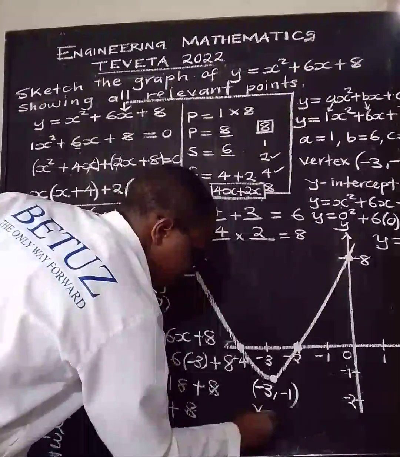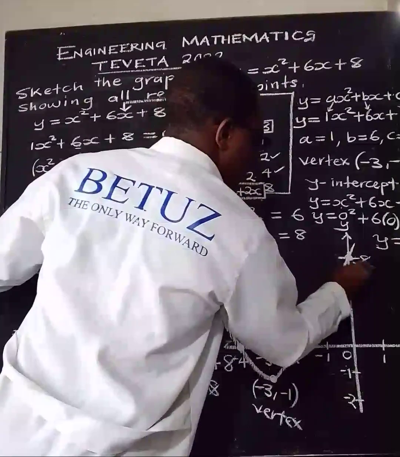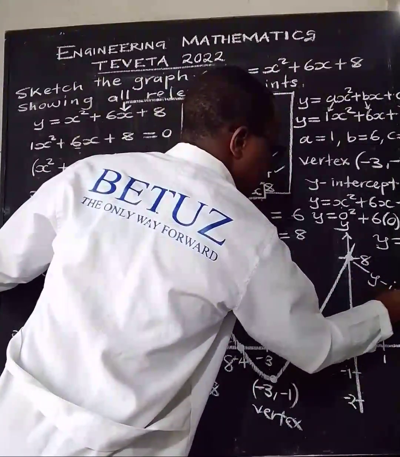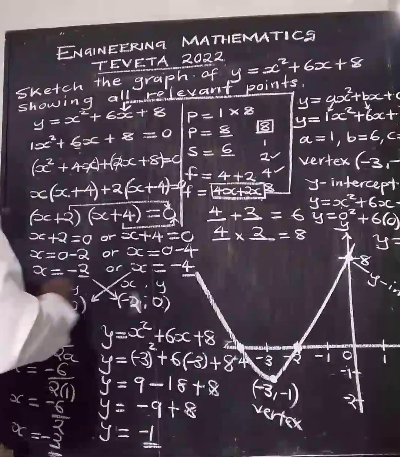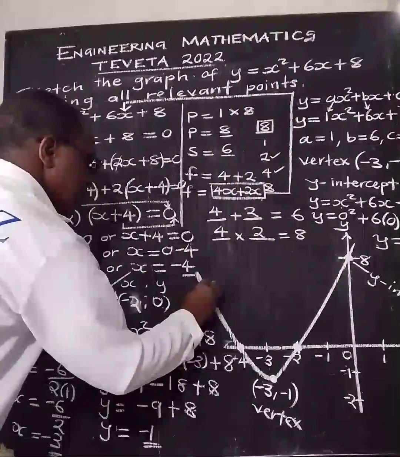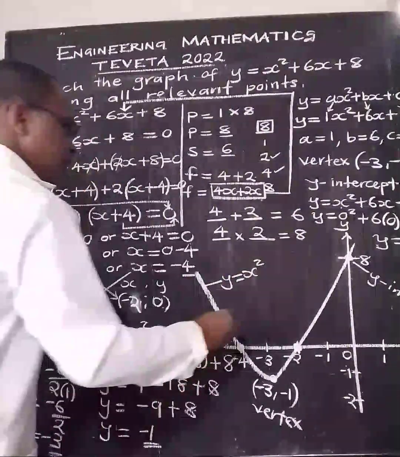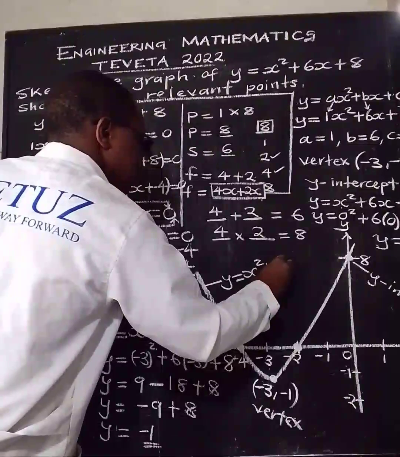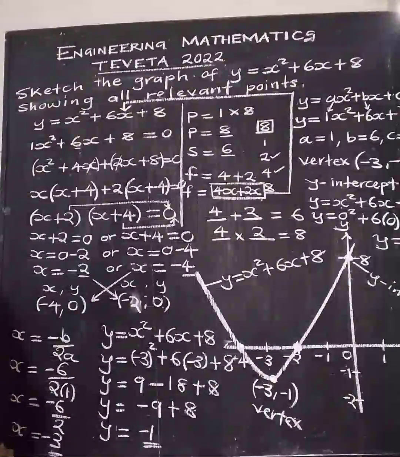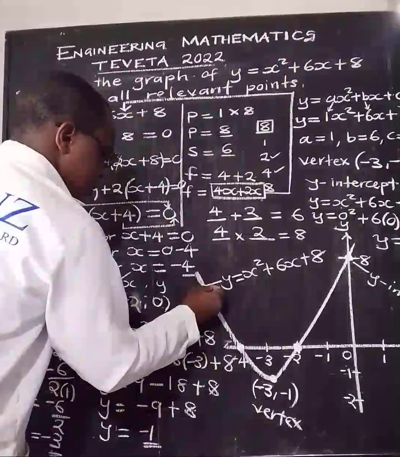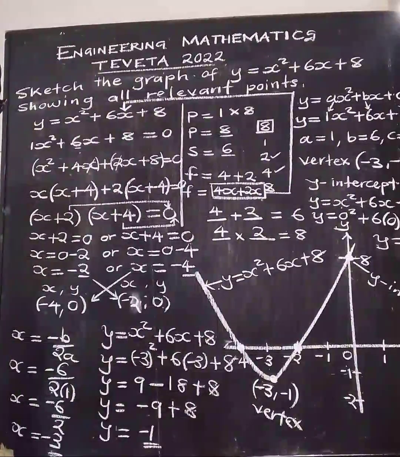This is our vertex. Then this is our y-intercept. And then this is the graph, which is y is equal to x squared plus 6x plus 8. Okay, so we are done, guys. So this is the way you answer.